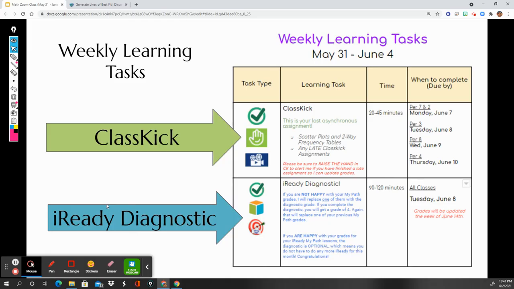And then finally, the iReady diagnostic. Again, remember, if you are not satisfied with your MyPath grades for your previous iReady work, like maybe you didn't practice, you didn't do those lessons, doing the diagnostic will give you a 4 to replace one of those previous grades. So I would encourage you to do the iReady diagnostic if you're not happy with your MyPath grades.